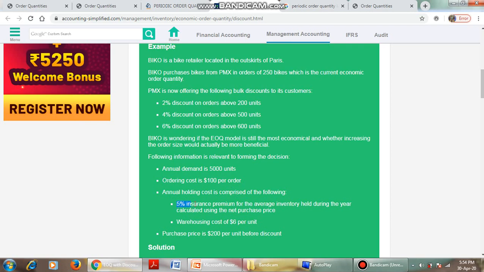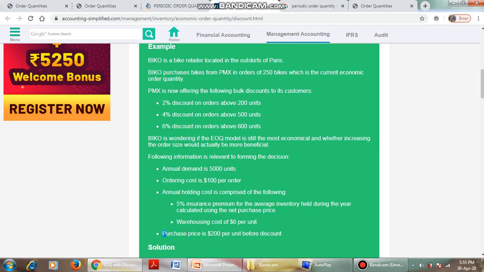That is 5% insurance. If he holds these bikes in the warehouse, the godown, then he has to go for insurance. So 5% insurance is incurred. And the warehouse cost is $6 per unit. He has to pay $6 per unit for the warehouse, for the godown.